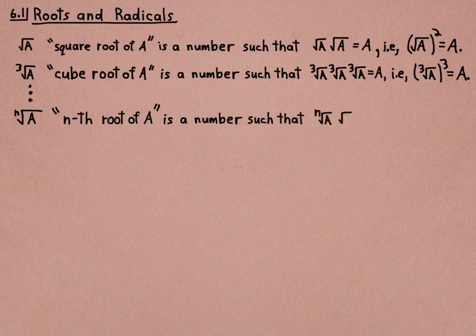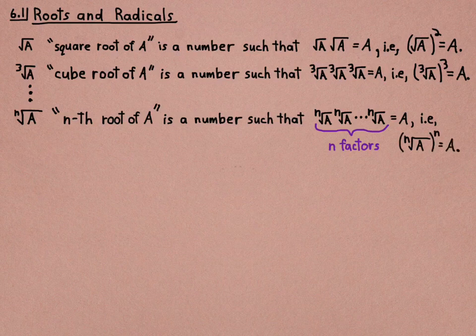You can use up here on the upper left of your check mark kind of looking thing, and if you call that n, then this whole symbol is called the nth root of A, right? The nth root of A is a number such that if you take n factors of the nth root of A and multiply them together, you get A. In other words, if you have the nth root of A and you raise it to the nth power, you get A. So nth root and nth power cancel.